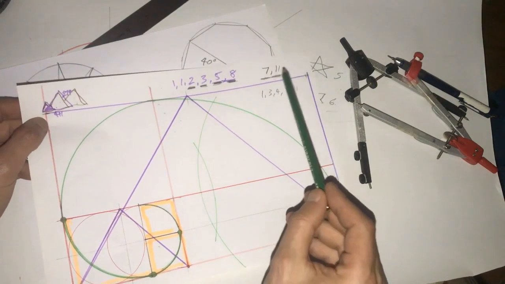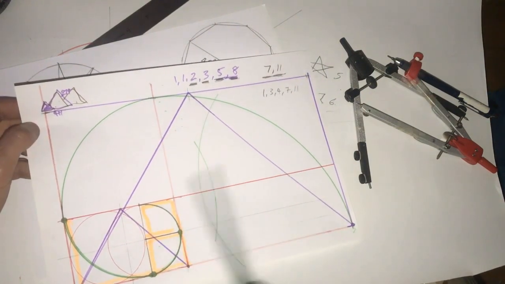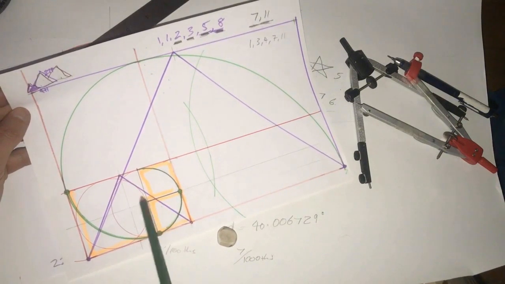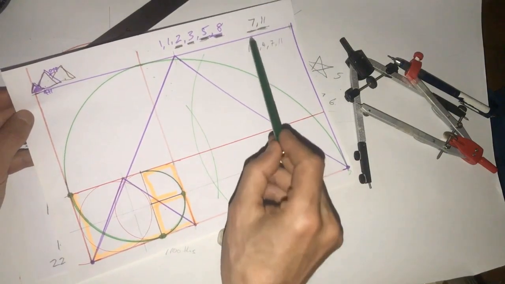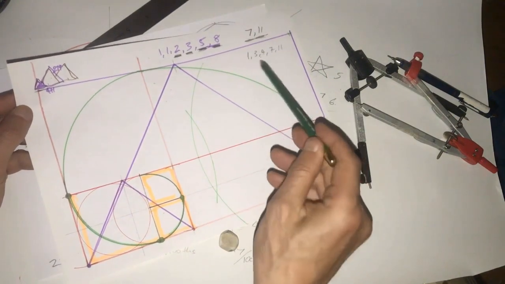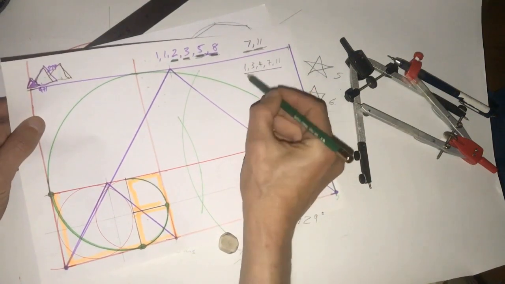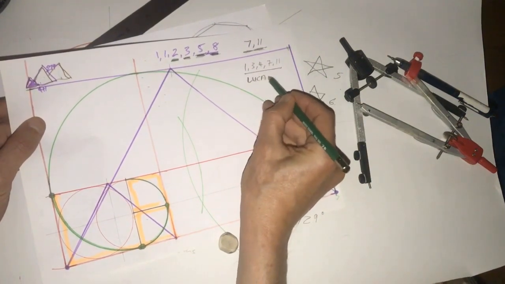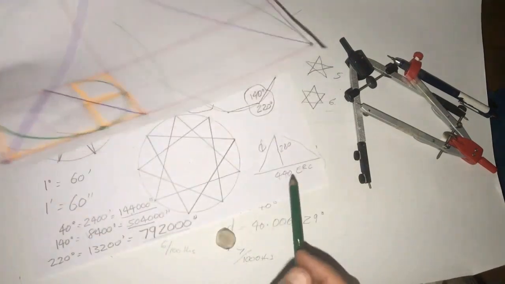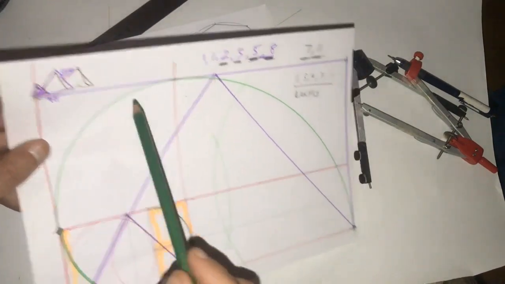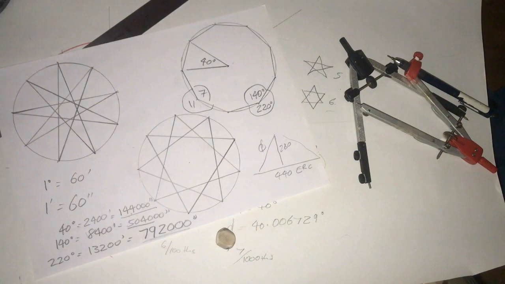I'll also link in the video in the description how I use this same, beginning with the vesica piscis here, how I also get to the 7-11 ratio via the Lucas numbers. And by drawing a Lucas spiral, we also get the Great Pyramid 7-11 ratio.